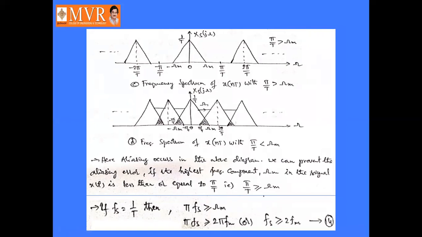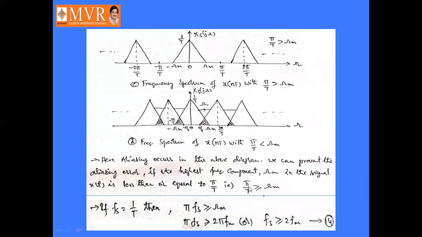So omega m is less than or equal to pi by T. If the condition omega m is less than or equal to pi by T holds, then we can prevent the aliasing error. So if the sampling frequency fs equals 1 by T, then pi into fs is greater than or equal to omega m.